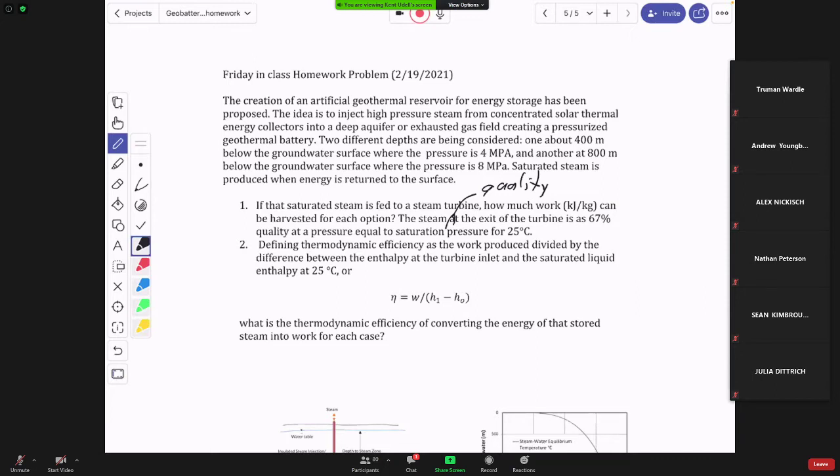So when we look at the amount of work that is coming through, what are we going to define as the quality of the exit? What do we define as the enthalpy of the exit, I guess I should be saying? Where is the enthalpy at point 2? I'm giving you a piece of information there, and that information is this piece: 25 degrees, saturation pressure, 25 degrees. So how am I going to find the enthalpy of that steam that comes out at 67% quality?